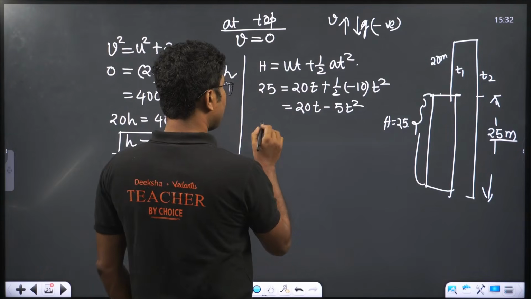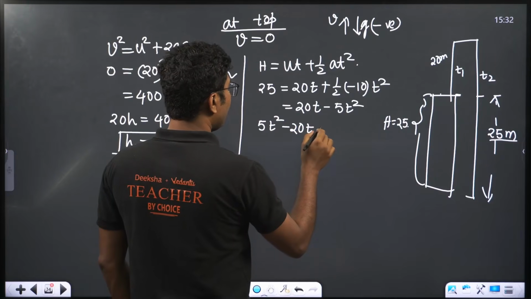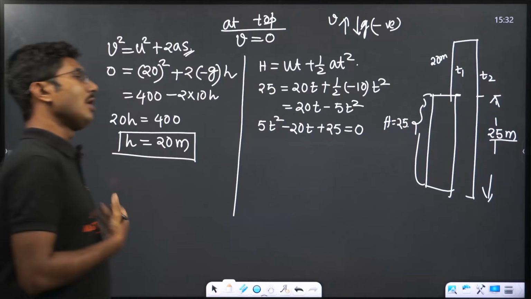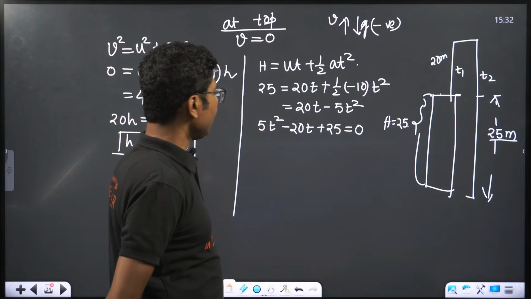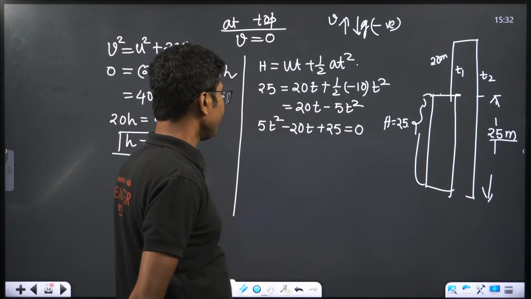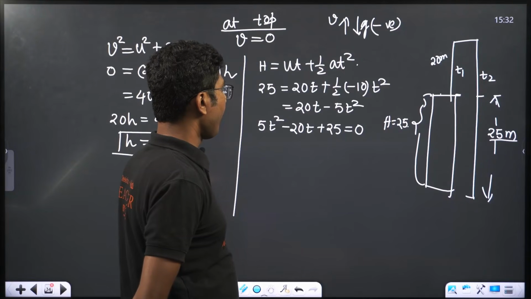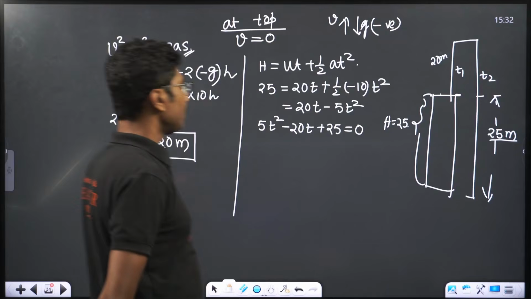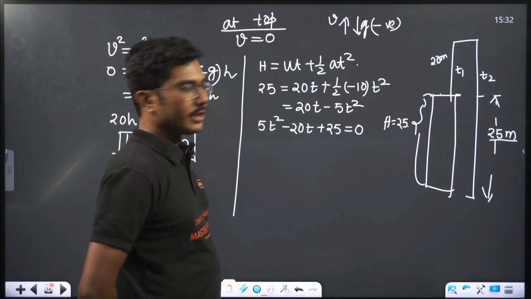Let's take it on the other side. 5t square minus 20t plus 25 equals 0. This is a quadratic equation. Now I think it is factorizable, you can factor it, right? 125 means 5 into 5 into 5, 15 into 5, no, 15 into 5 is not possible, 10 into 10 is 100. No, you have to use the quadratic root formula.